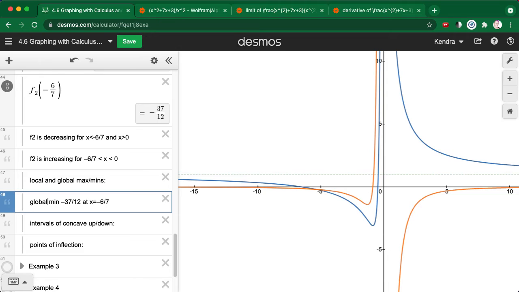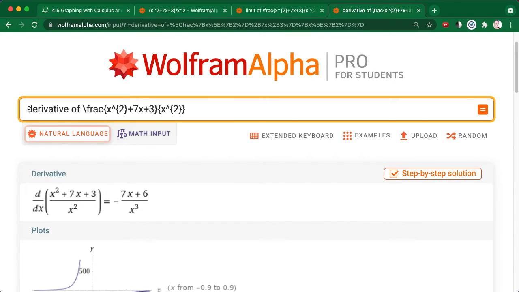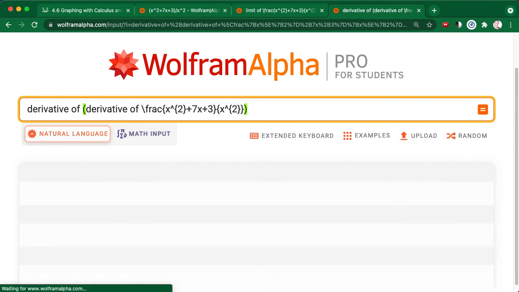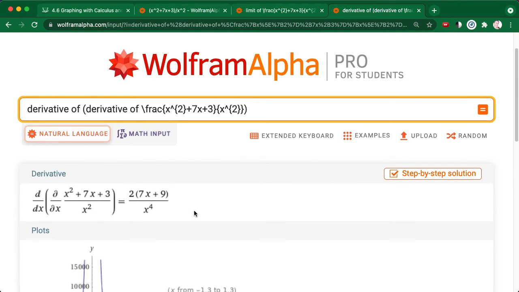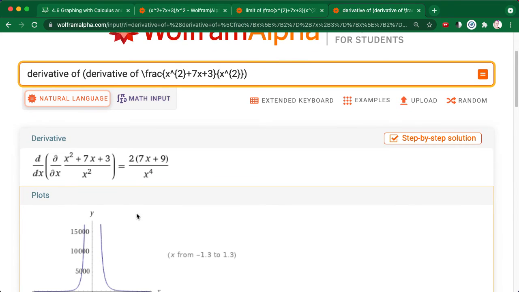Okay, intervals of concave up and down. This is going to be the second derivative. I could take the first derivative and take the derivative of that. I could also go back to here and take the derivative of that. And so that gives me the second derivative here. So the second derivative is 2 times (7x plus 9) all over x to the 4th.